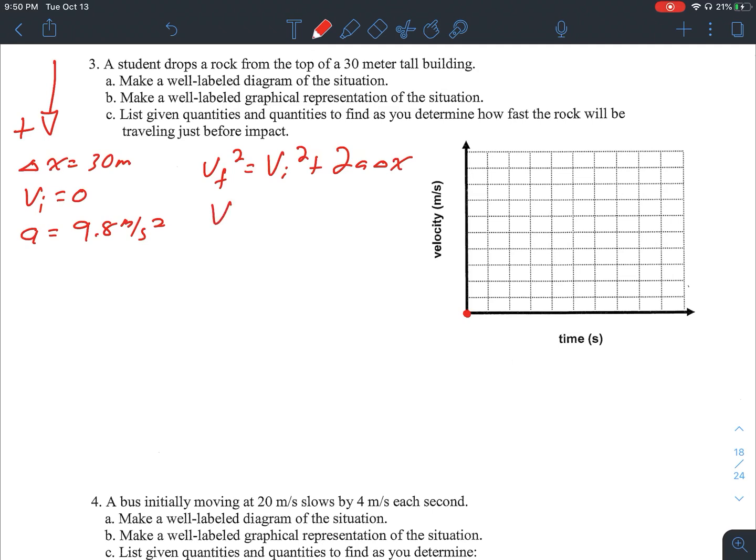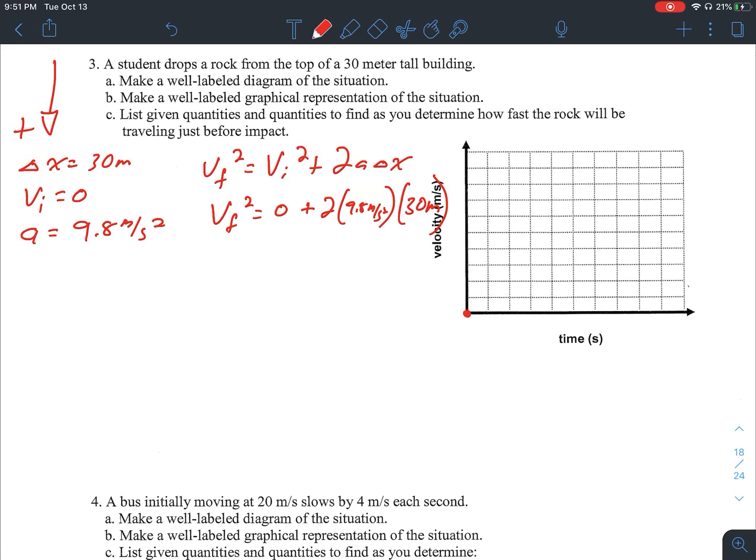So we're looking for our VF. Our VI is going to be a positive 0, so that whole term drops off. And I emphasize the positive to show that we are moving in the positive direction. For when we start to move, those numbers would be positive. And again, we are going down, so our acceleration is also going to be down, which we defined as positive. Running out of room a little bit.